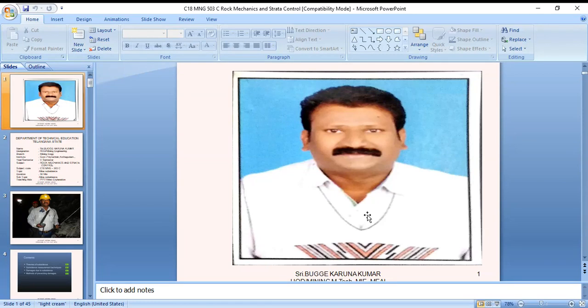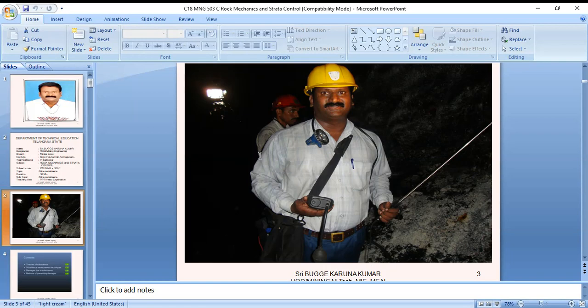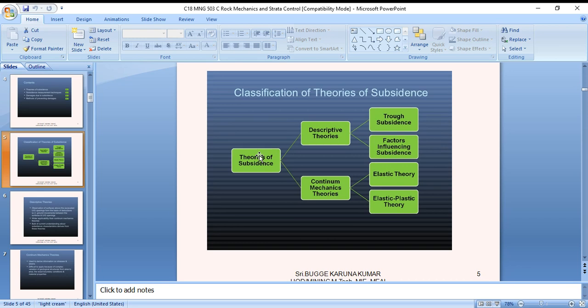Today we are going to learn about the mine subsidence, part of rock mechanics. The content is concerned with the theory of subsidence. We are going to cover some topics: theory of subsidence, measurement techniques, damage from subsidence, and methods of preventing damage. These things we are going to learn in the coming slides.